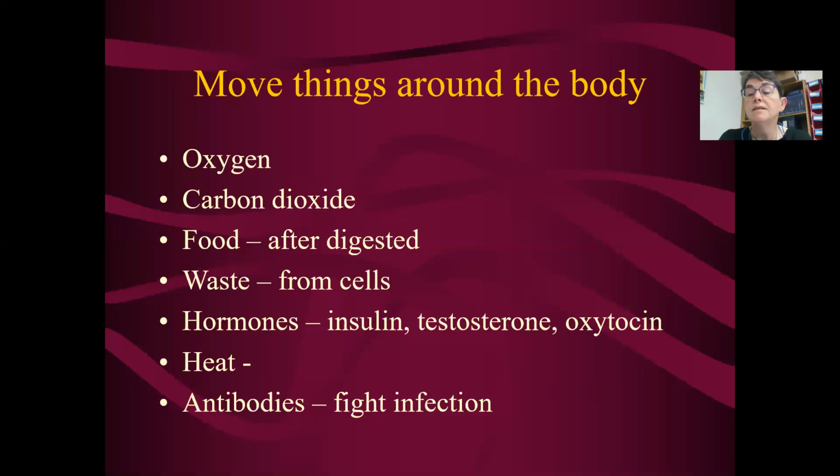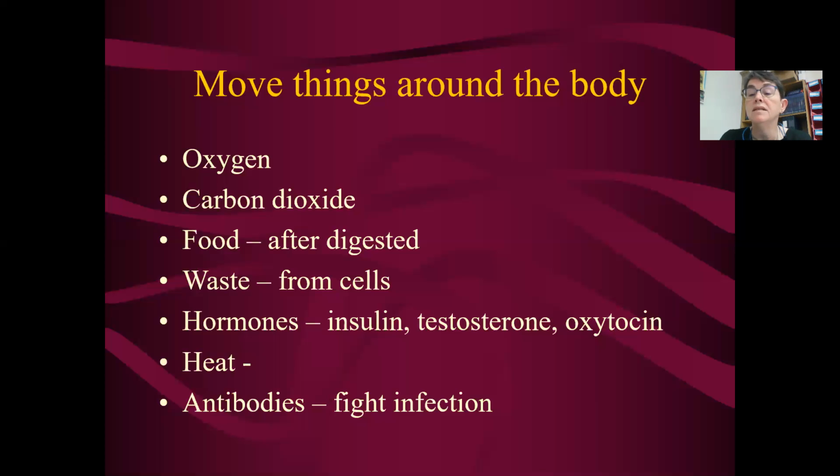Our cells produce waste. Carbon dioxide is one of them, but also just old cell parts they don't need, other wastes that the cells produce. For example, your white blood cells are killing off all kinds of bacteria. That's the stuff your body needs to get rid of, and your blood system will help with that. We have hormones like insulin, testosterone, oxytocin. Those specifically are endocrine hormones, and they're ones that are used throughout your entire body.